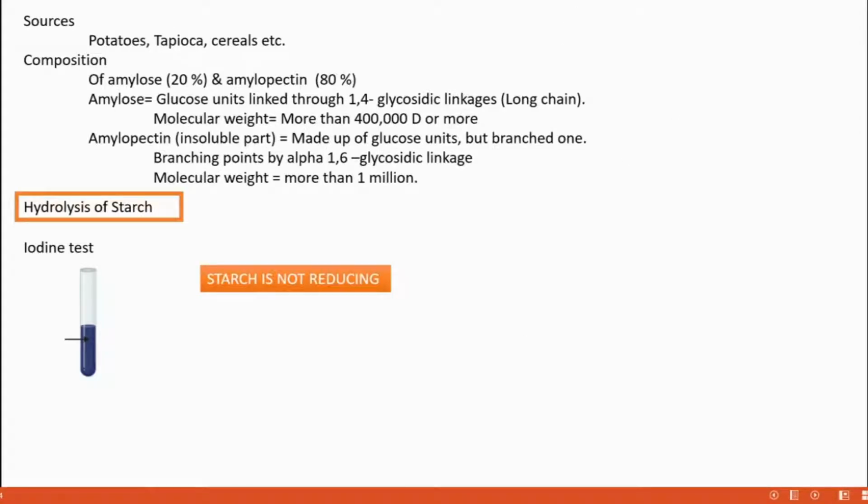One more point we need to remember here, that starch is not reducing. Why is it not reducing? Because all glucose units are joined together with one another, so there is not much free aldose or ketose group. That's why it's not reducing, and that is why, if starch is present, it gives blue color. On heating, as the bonds break, the aldose and ketose groups are freed, and it becomes reducing. That's why it lost the color.